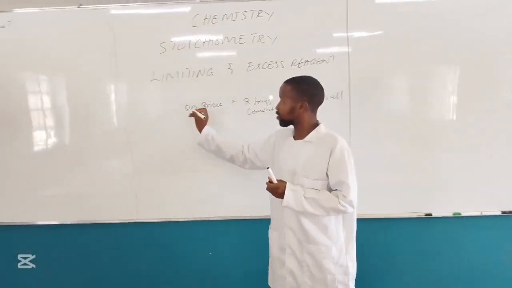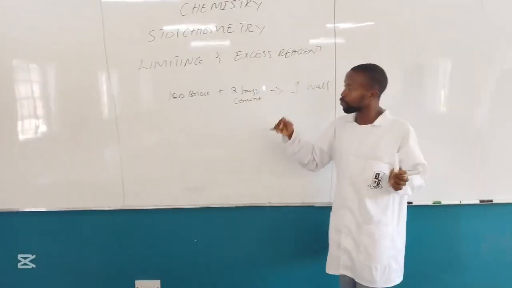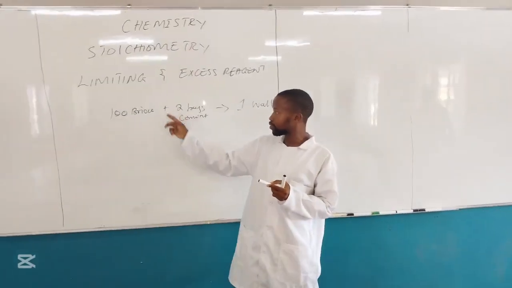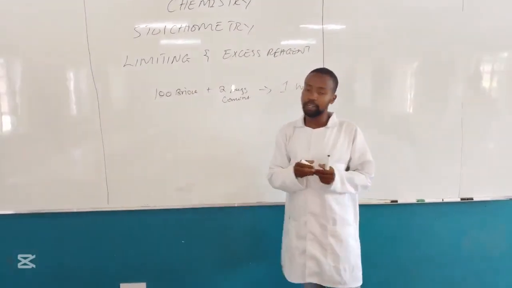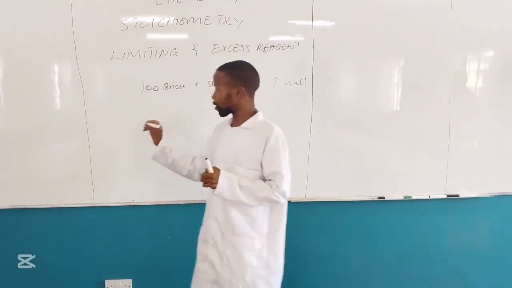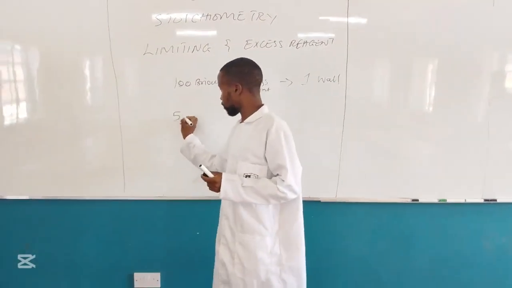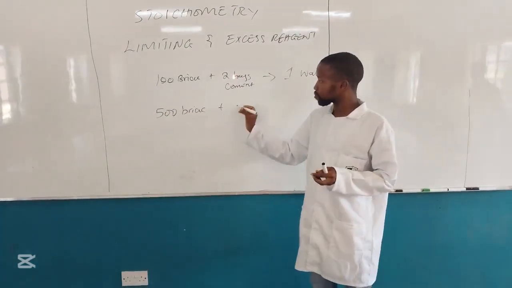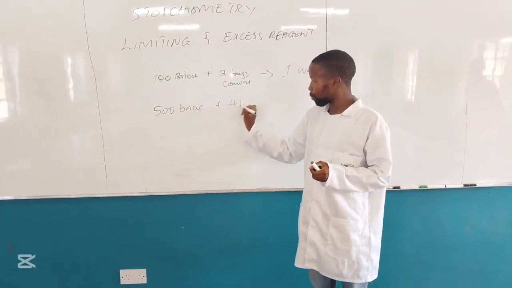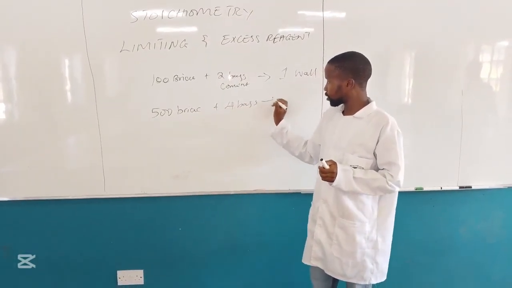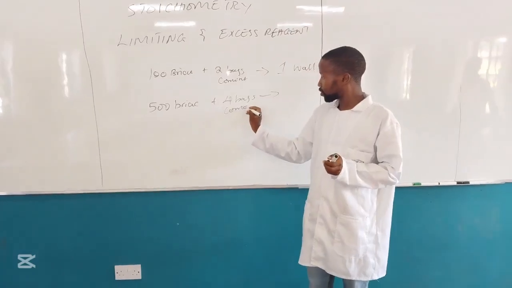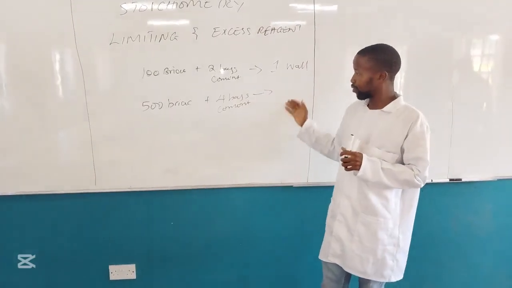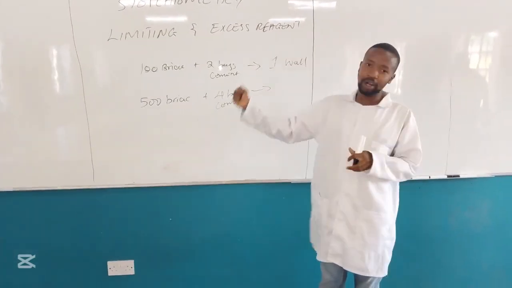So you're on a project of building a fence. But according to the builder, to build one wall for that particular fence, you need 2 bags of cement and 100 bricks. Let's say you have in hand 500 bricks and 4 bags of cement. Let's see how many walls you are going to build using what you have, in other words, using what is available.